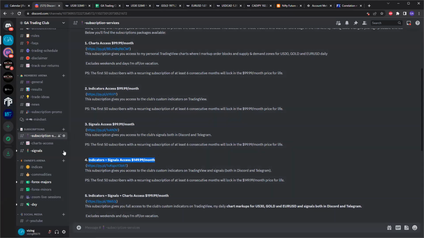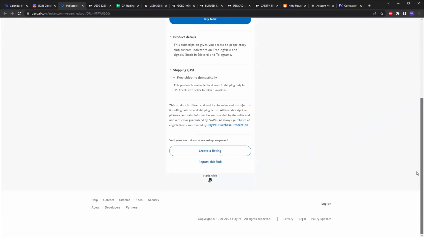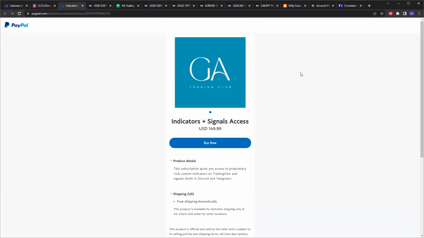Yes. I'll have an option for that, and you guys will have an option to see this page right here. If I click on this, it will take you to that page. Then there's indicators plus signals, and it tells you what you're getting. So the five indicators and the charts, you will make that package soon, right? Yes, I will.